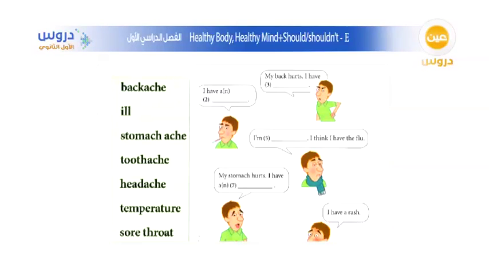What's a rash? Any idea? What's that? Have you come across the word rash? All right, rash is a group of red spots on the skin. Exactly, yeah. A group of red spots on the skin that is caused by an illness or a reaction. I have what? Number 6. Is it backache, ill, stomach ache, toothache, headache, temperature, or sore throat? Which one would you choose?